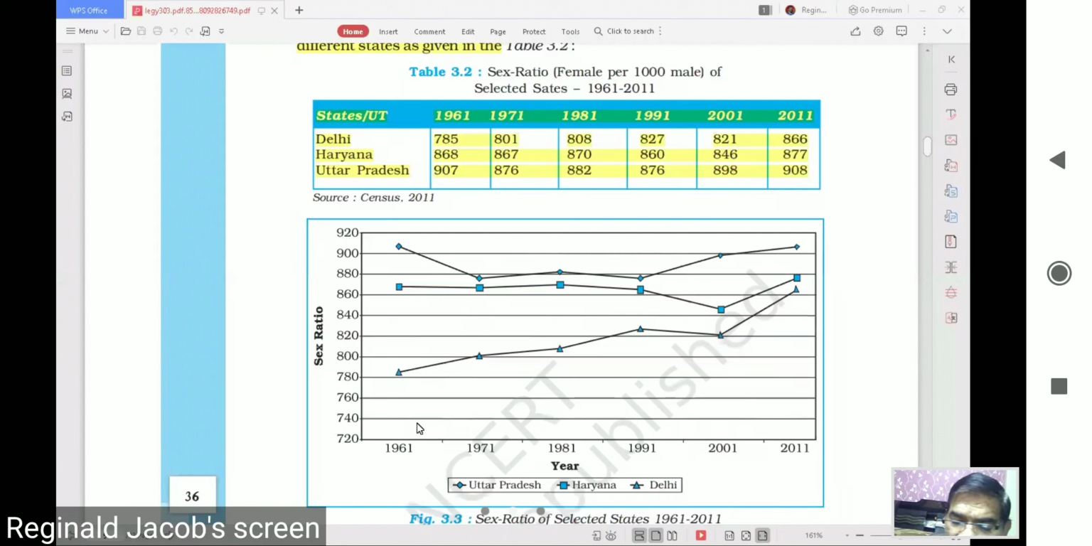The question will be, what is the advantage of polygraph? And the answer will be, a polygraph is a graph in which we can compare. If you see, we are able to compare the sex ratio of 3 different states, because this particular topic is about sex ratio. So now we move further.